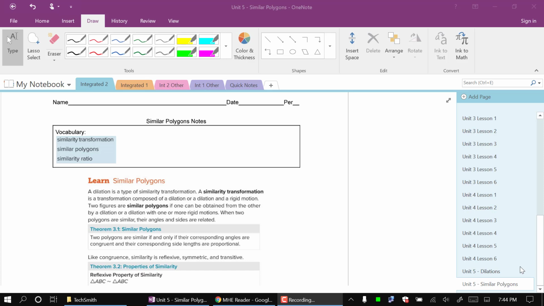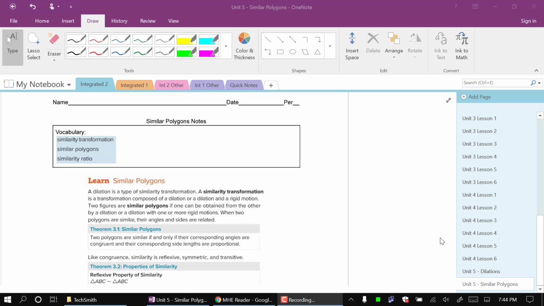Today we're going to be looking at Unit 5, Similar Polygons. We have 3 vocabulary words, so make sure you take a look at your vocabulary sheet for the definition of these words. We will be using them throughout the lesson. So we start off with a learn, similar polygons.